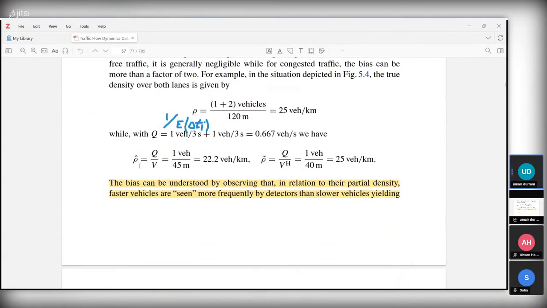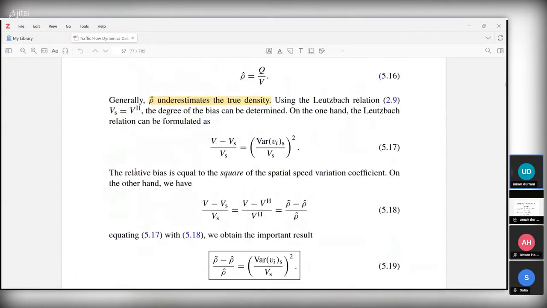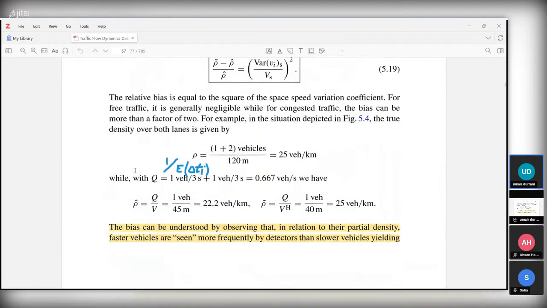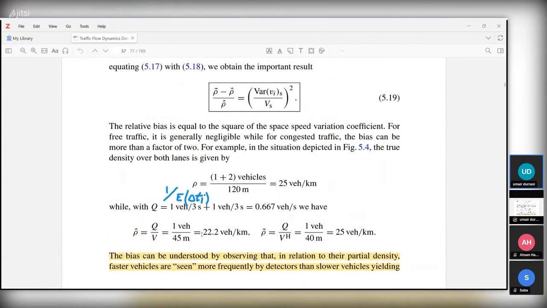So based on that, we can now use our formula from equation 5.15 and 5.16. So with 5.16, we get 22.2 vehicles per kilometer. And with 5.15, we get 25 vehicles per kilometer. So we can clearly see that this is an underestimation of the true density, which is 25. But this is a very good approximation of the true density. In this case, we get an identical answer using the space mean speed. So 25 equals 25 here.